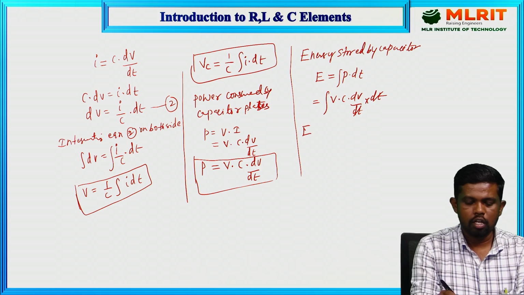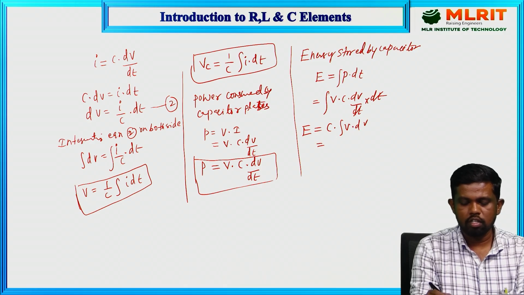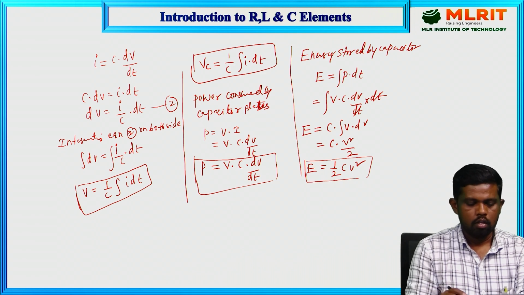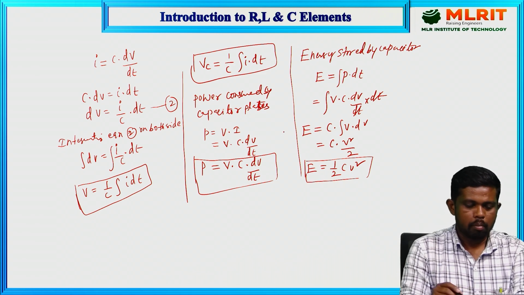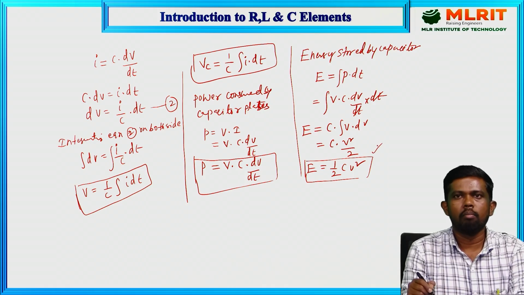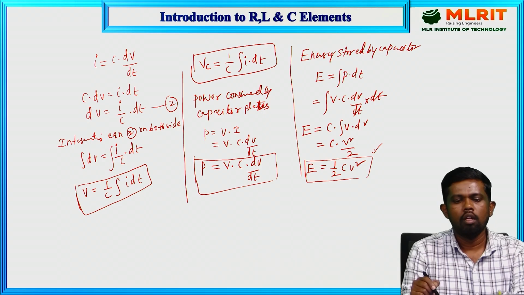So finally the energy taken by the capacitor is C into integral V dV. After finishing this integration, we get C into V square by 2. So the energy stored by the capacitor plate should be equal to half CV square. This is the power taken by the capacitor, P equal to V into C into dV by dt. This is the energy stored by the capacitor plate, half CV square. So this is the fundamental element in the electrical circuit, that is a capacitor.